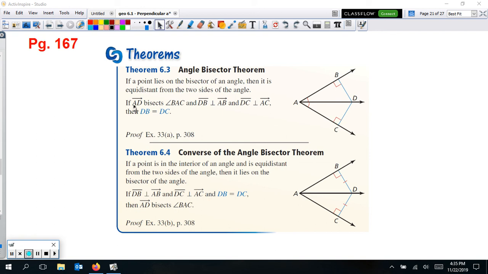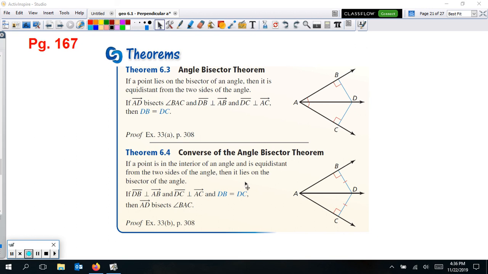And that's what it's saying here. If AD bisects this angle, and DB is perpendicular to AB, and DC is perpendicular to AC, which means that these are distances, then those distances are equal. DB is equal to DC. As long as you see the perpendiculars right there, and we have a bisector in here, then we know that these two segments are going to be the same and equal.